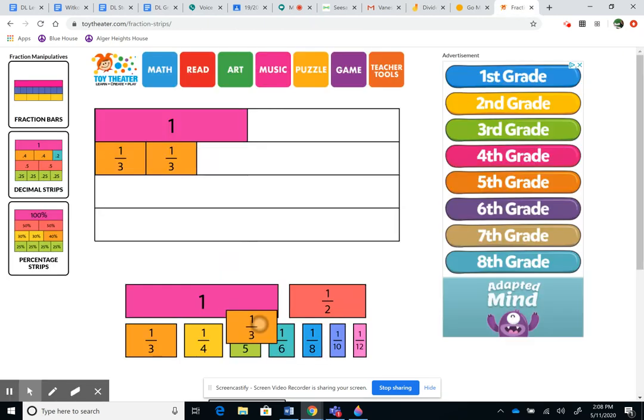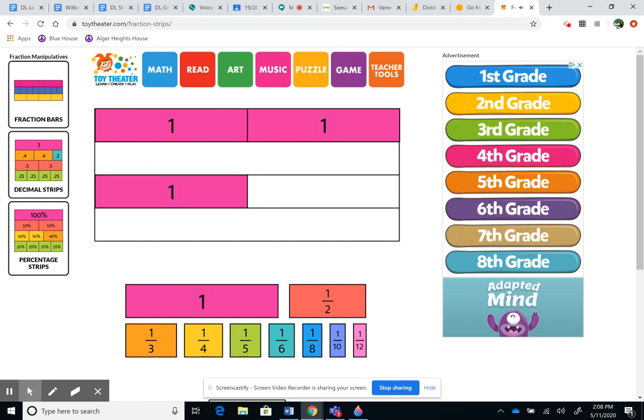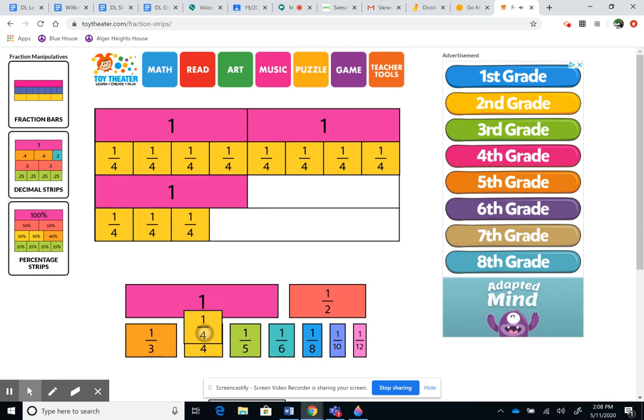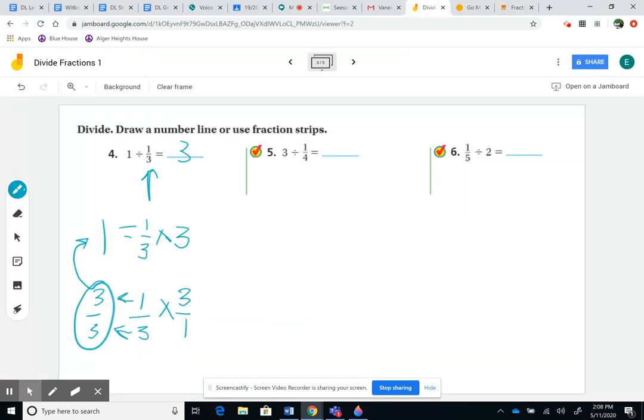So what we need to do is we need to have 3 wholes, and we're going to fill everything in with 1/4. 1, 2, 3, 4, 5, 6, 7, 8, 9, 10, 11, 12. So 3 divided by 1/4 is 12. We wanted to know how many 1/4 tiles would be in 3.